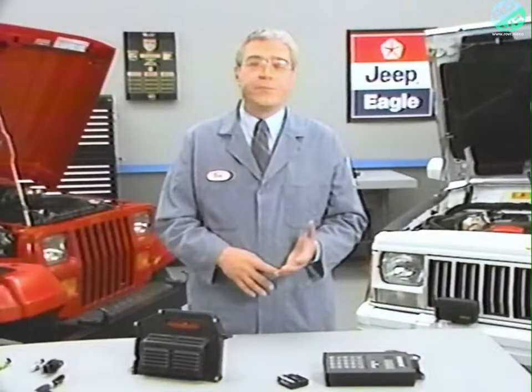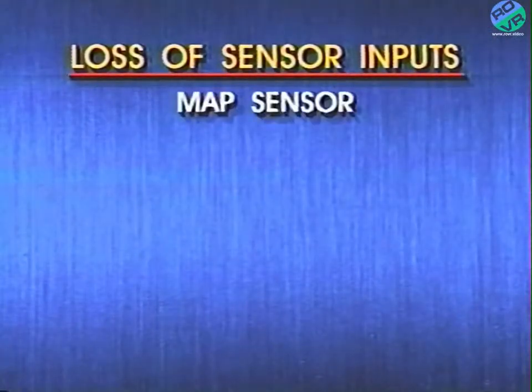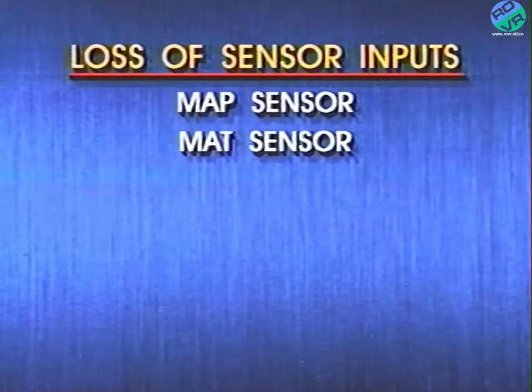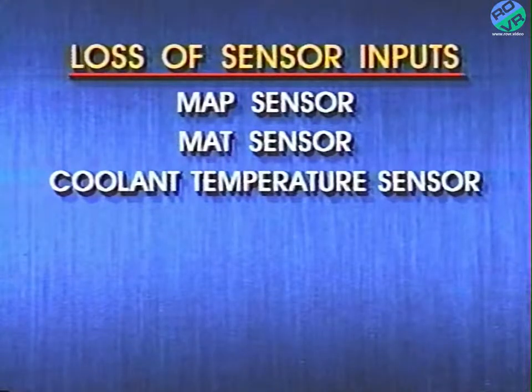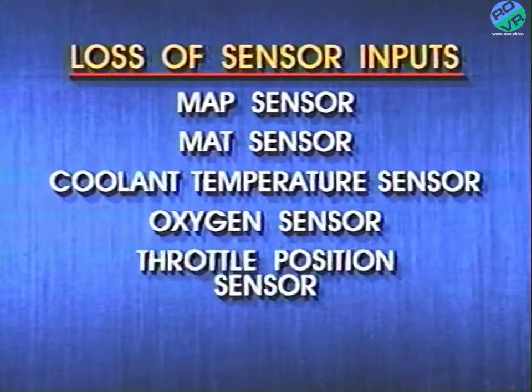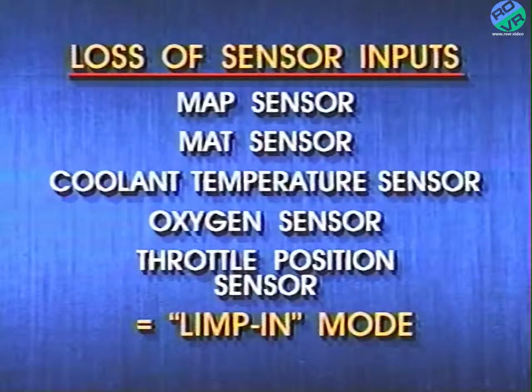Some sensor inputs are absolutely necessary for the vehicle to run at all. For example, if there is a loss of signal from the MAP sensor, the MAT sensor, the coolant temperature sensor, the oxygen sensor, the throttle position sensor, or any combination of those sensors, the engine controller will keep the vehicle running by entering a limp-in mode, substituting a value for the lost sensor or circuit.